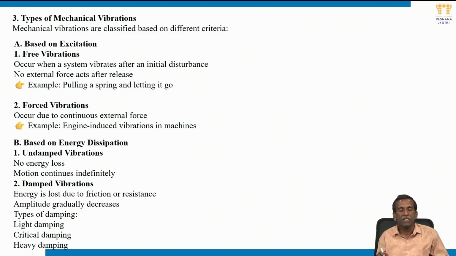The types of damping we can provide, we can see practical examples later on: light damping, critical damping, and heavy damping. These are the three types of damping we can have. Materials also have such damping conditions.